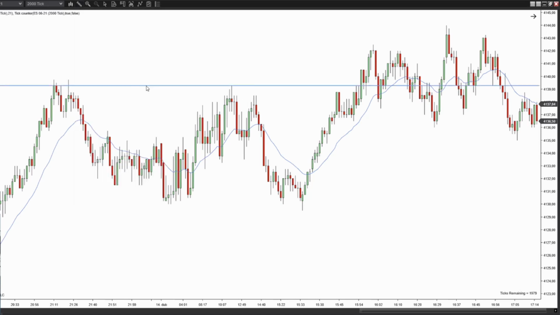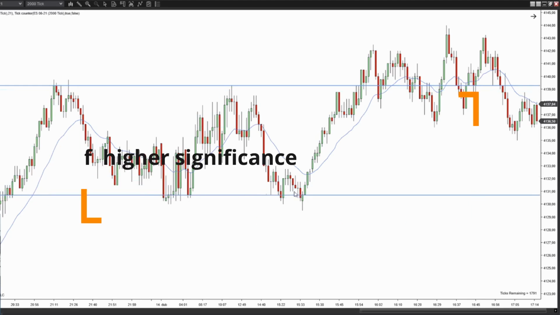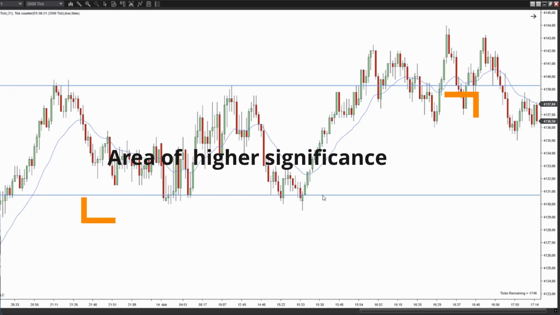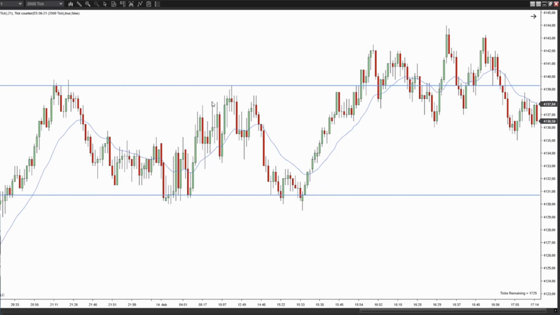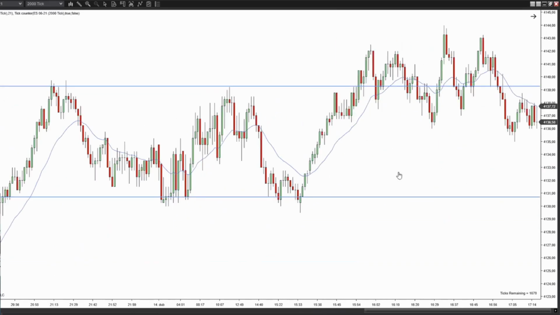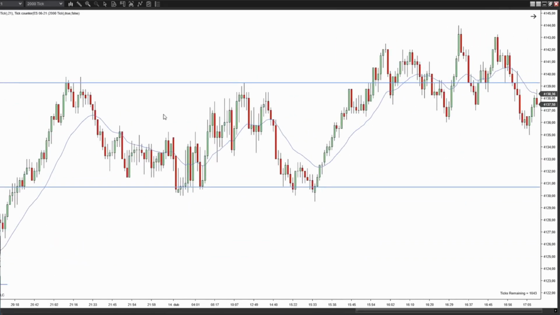So I'm going to put my resistance line at the top like this. At the same time, I can see there is some form of support happening right here. This is a key level and price is reacting nicely to it. So this is the first thing, my pre-market analysis, that I have to do if I want to find the best setups possible.